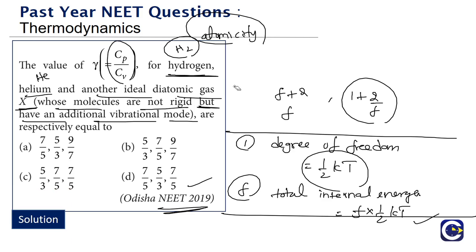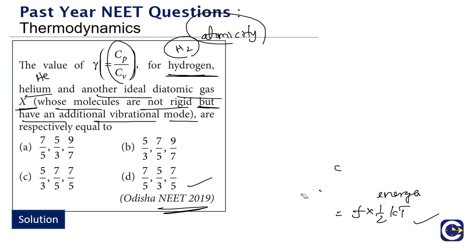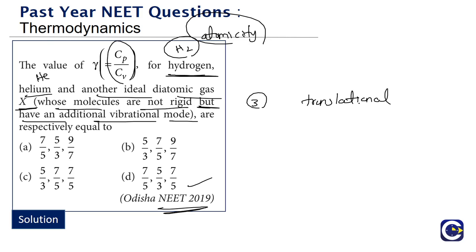See, degrees of freedom will be associated with the possible energy terms involved. If you look at any gas particle, whether it is monoatomic, diatomic or triatomic, it will have 3 translational degrees of freedom. That is associated with splitting of the translational kinetic energy along the 3 mutually perpendicular directions, x-axis, y-axis, z-axis. So for any particle there will be 3 translational degrees of freedom.